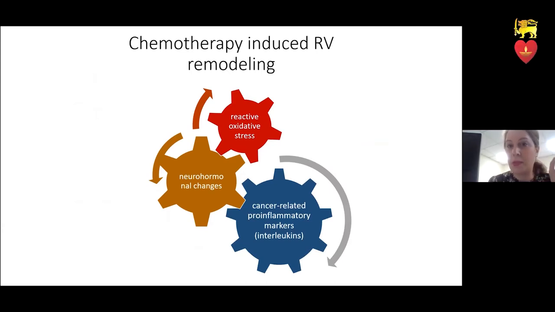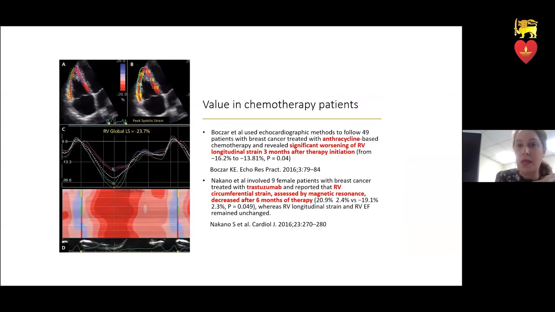This is the chemotherapy-induced RV remodeling. It comes through reactive oxidative stress, neurohormonal changes, and pro-inflammatory markers such as interleukins. And this is important to understand because there are studies now using strain, and they described early changes of the RV with circumferential strain, longitudinal strain, but also cardiac MRI within 3 or 6 months after therapy initiation.